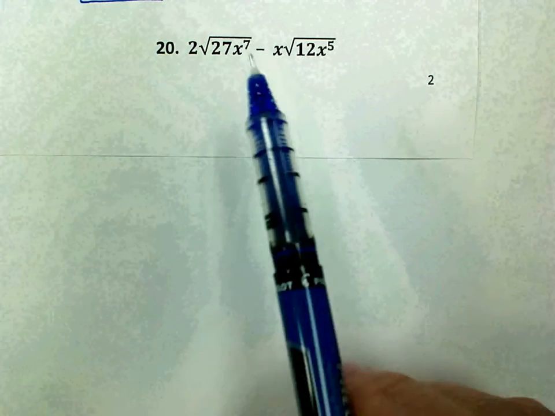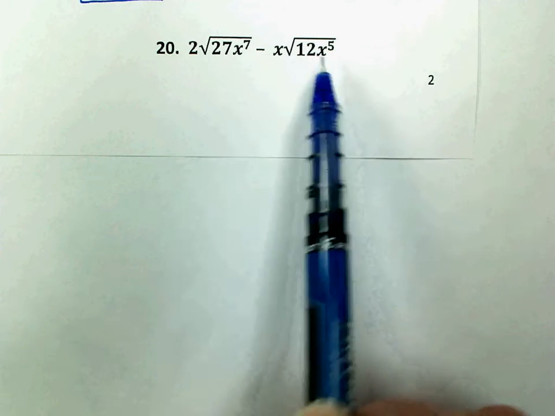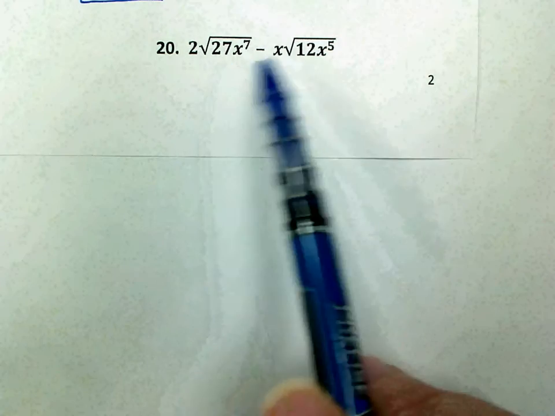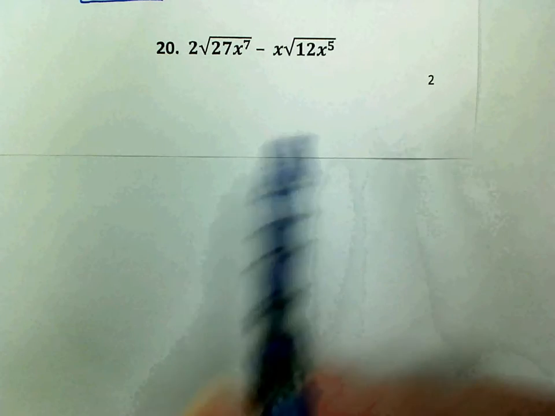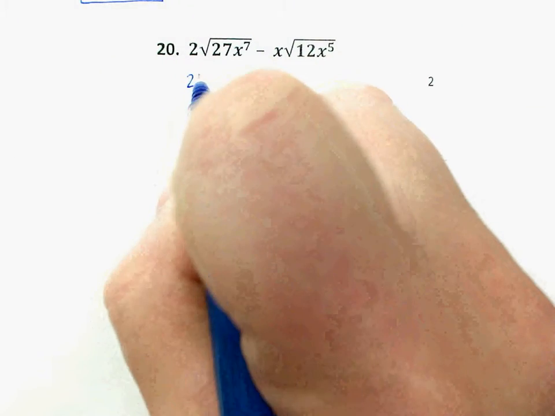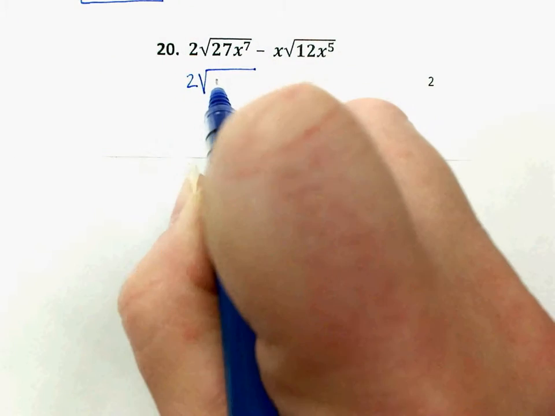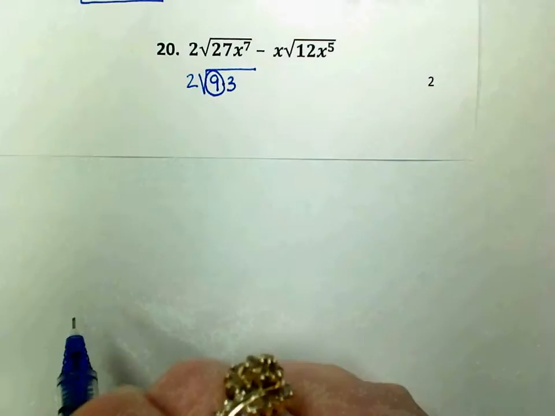On number 20, we cannot subtract the two radicals yet because they're not like terms. What's underneath the radicals are totally different. But we want to go ahead and simplify each radical to see if they're like terms that can be combined. So the 27 underneath the radical can be separated into 9 times 3, since 9 is a perfect square.